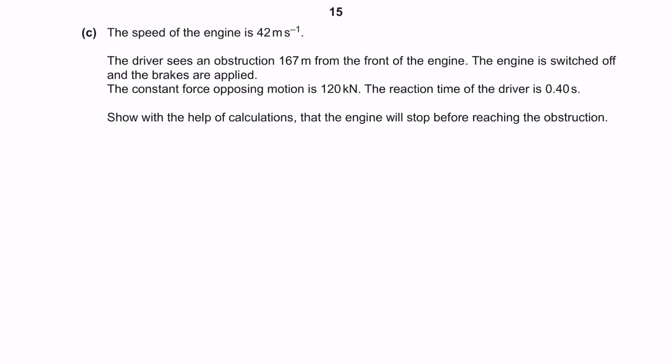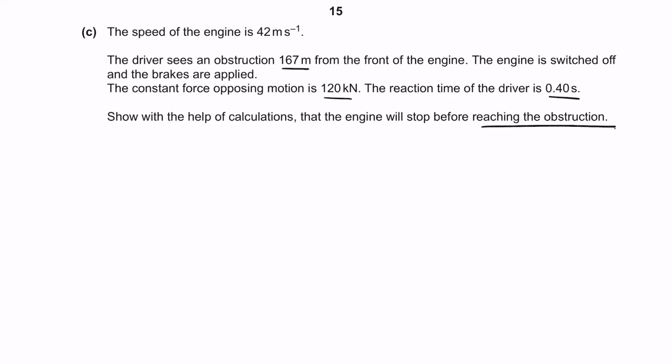Okay, so in part C, the speed of the engine is 42 meters per second. The driver sees an obstruction 167 meters from the front of the engine. The engine is switched off and the brakes are applied. The constant force opposing the motion is 120 kilonewtons, and the reaction time of the driver is 0.4 seconds. Show with the help of calculations that the engine will stop before reaching the obstruction. So we need to basically prove that the stopping distance is less than or equal to 167 meters. In fact, it should be less than, because it says before.